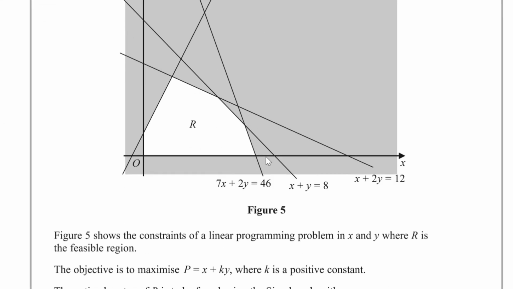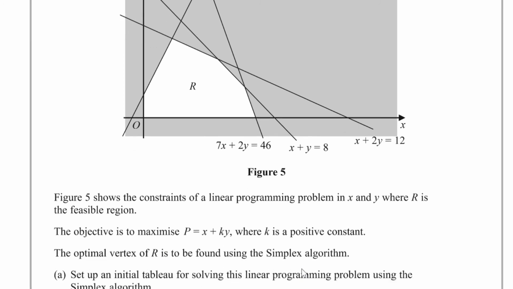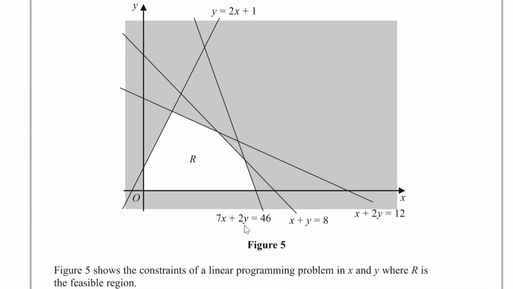Question number 7. Figure 5 shows the constraints of a linear programming problem in X and Y, where R is the feasible region. The objective is to maximize P equals X plus KY, where K is a positive constant. The optimal vertex of R is to be found using the Simplex algorithm. For part A, we have to set up an initial tableau for solving this linear programming problem using the Simplex algorithm.